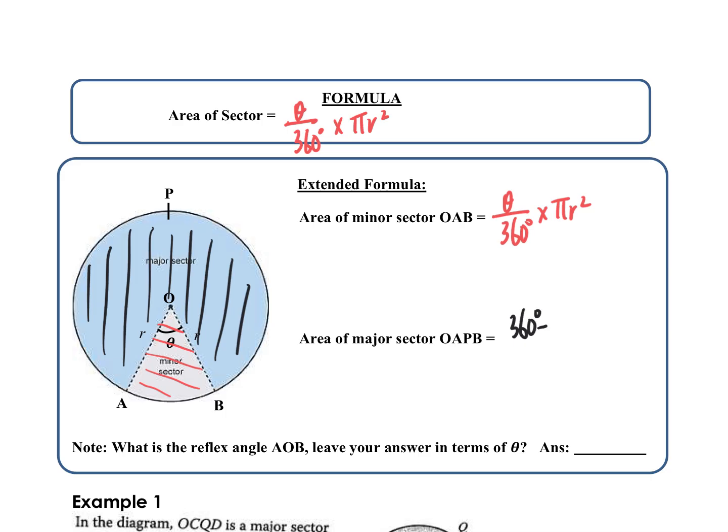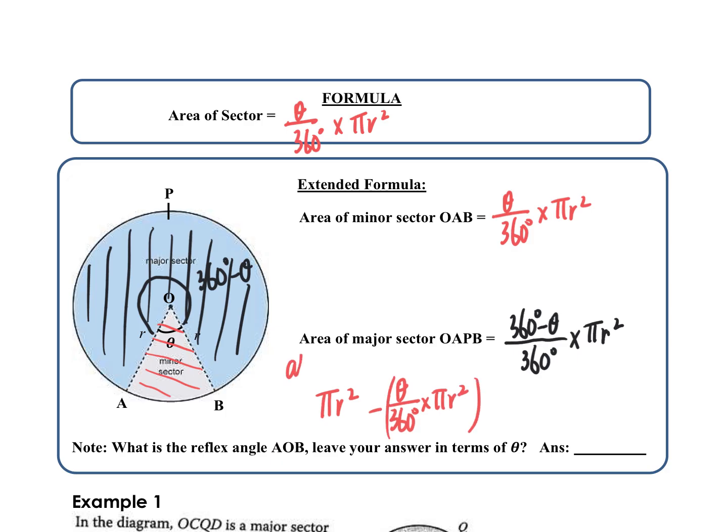360, I take away the angle. So I found this. This is 360 minus theta. And then I over 360. That will help me find the fraction of the circle, right? And then I times pi r squared. So you go and find the angle subtended by the major sector, and then you will be able to find that big fraction. Alternatively, we can also find the area of the circle minus away the small one. Okay, this will also work. So this is an alternative way.